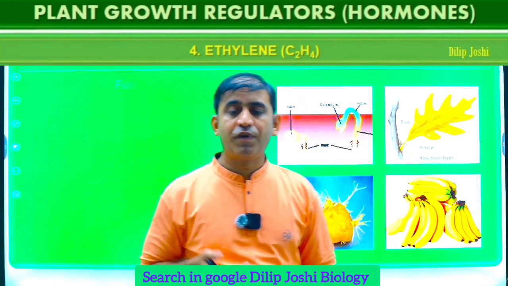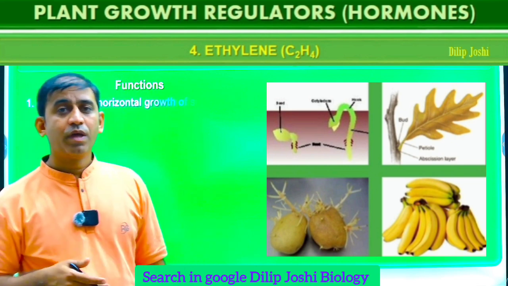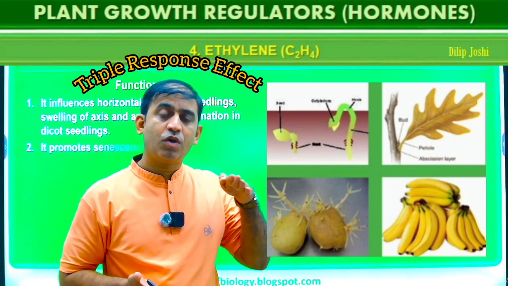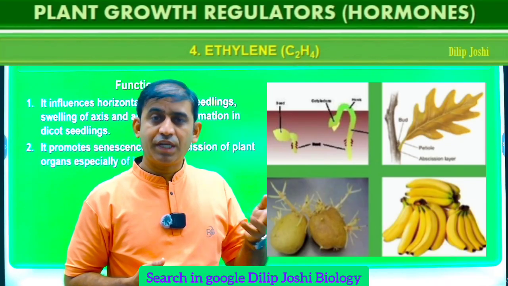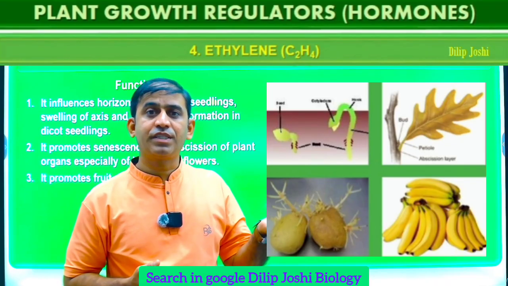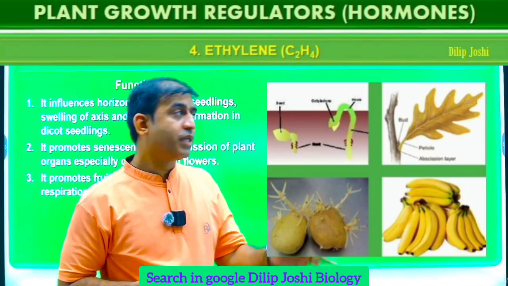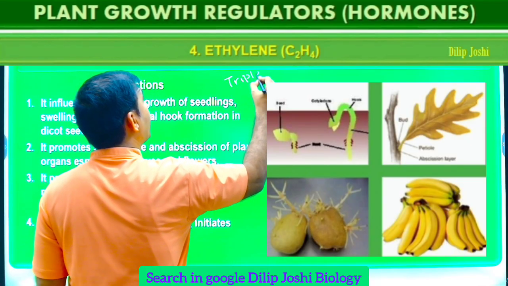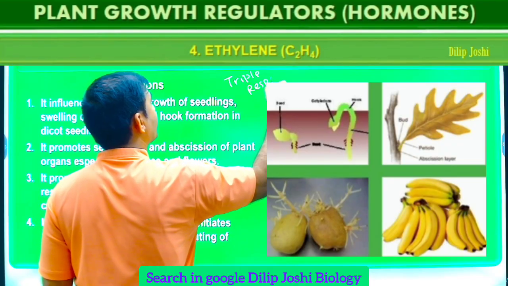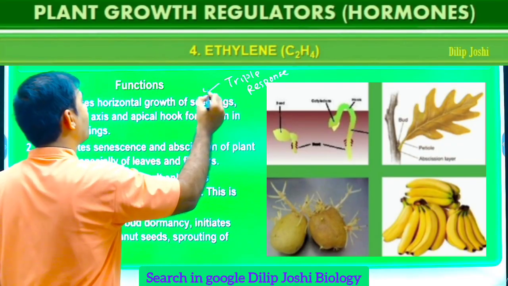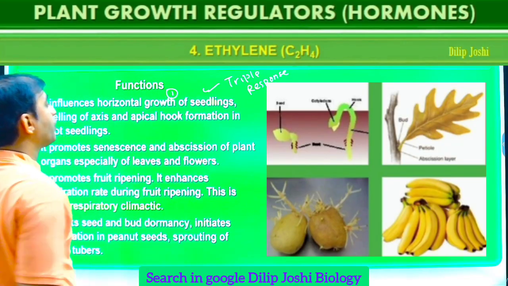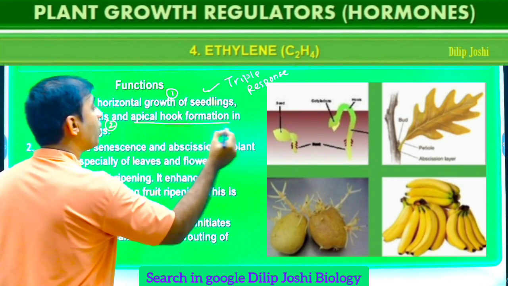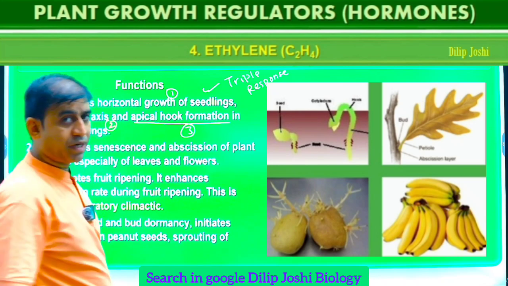Now, if we see the function of this ethylene hormone, the first function is the triple response effect. It will increase the horizontal growth of seedlings, then swelling of axis, then apical hook formation. These are the functions which are called the triple response. That is the horizontal growth of seedling, then swelling of axis, this is number 2, and apical hook formation. This is called the triple response.